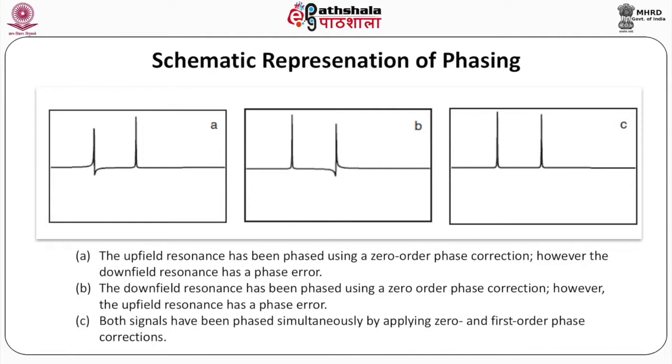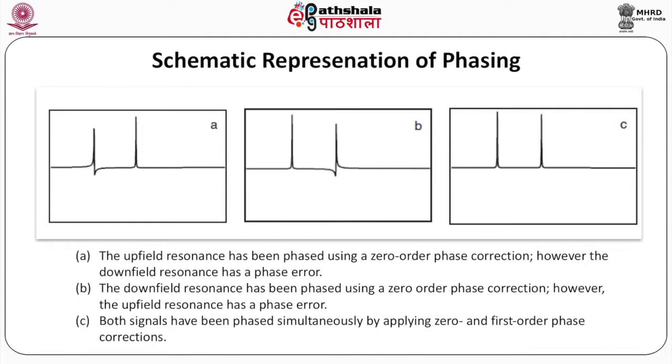Upfield means towards the right and downfield means towards the left, and this is used in terms of chemical shift, which we will discuss in the next module. In B, the downfield resonance has been phased using a 0 order phase correction. However, the upfield resonance has a phase error. So, basically this is to show that all the peaks in the spectrum cannot be phase corrected to give pure absorptive peaks by using just the theta 0.